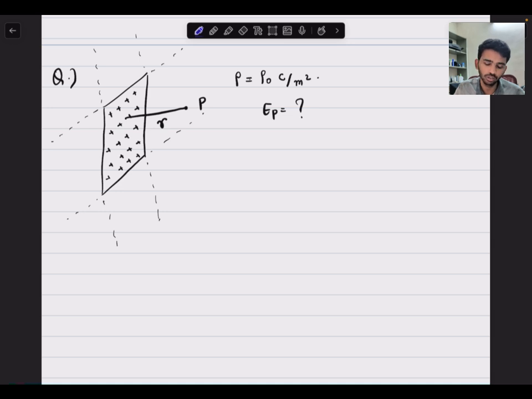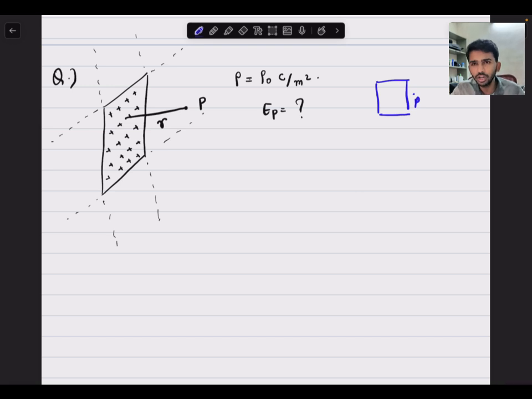So now let's solve a question to see how we would apply Gauss law. So here in this question, we can see that there's an infinite sheet of charge whose charge density is given as rho naught coulomb per meter squared, and we have to find the electric field at some point p, which is at a distance r from the charge sheet.